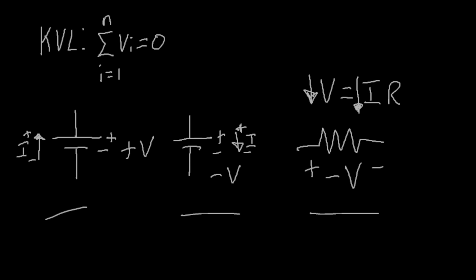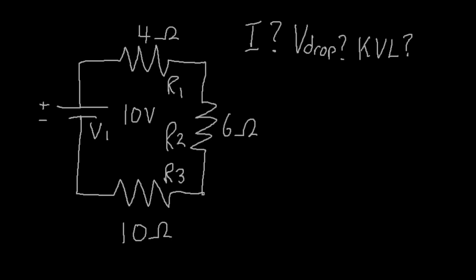So let's start by having a look at some problems to solve. For this circuit, what I want you to do is to find the total current that flows through the circuit, find the voltage drop across R1, R2 and R3, and therefore verify KVL for this circuit. Pause the video if you need to and start solving the problem.